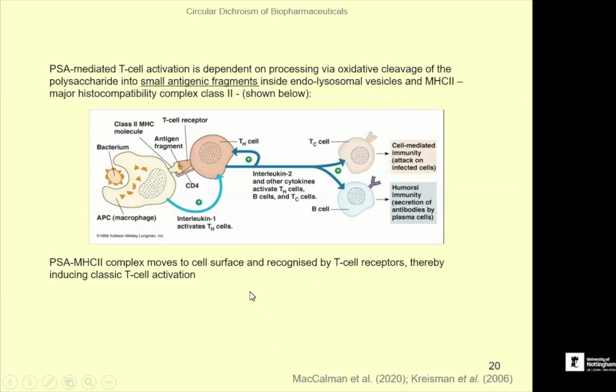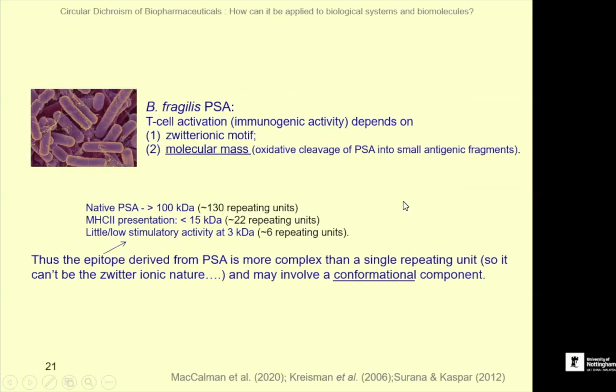So how is it that that can occur for this unique sort of polysaccharide? Well, there are two things about this which are different to your average polysaccharide. T-cell activation depends on two things which are unique. First of all, it's zwitterionic in nature, so it has both positive and negative charges on it, which is relatively unusual, belongs to that particular class. And the other thing that was found out about it is that the propensity to make this T-cell response depends on the mass of the PSA fragments. Not too big, not too small.